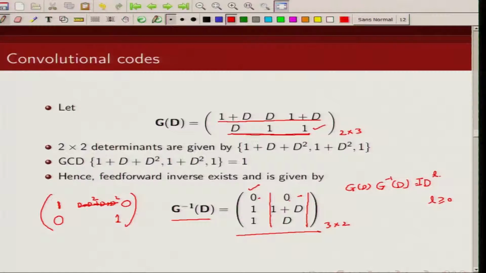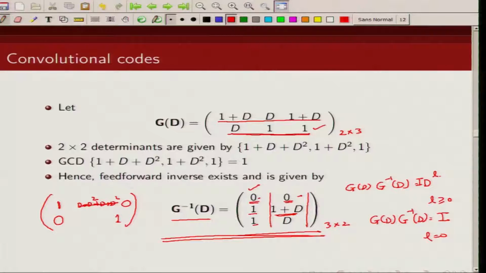So, again what we are getting for this case is that G(D) times the inverse is an identity matrix. So, L is 0 essentially here. Okay. So, this is an inverse for this generator matrix, and we can see that all the terms are feed forward terms: 1 by d and 1, 1. So, this is a feed forward inverse for this convolutional code with this generator matrix.